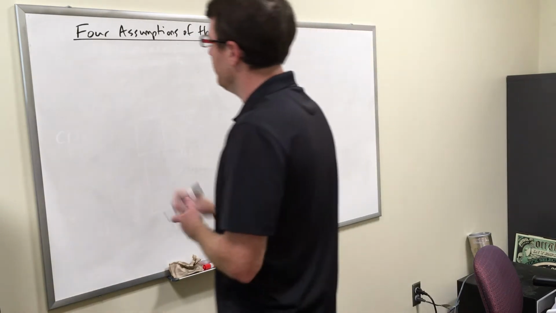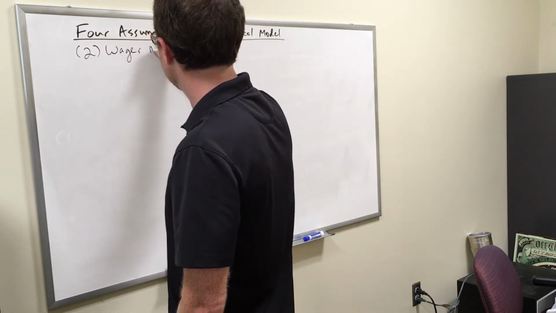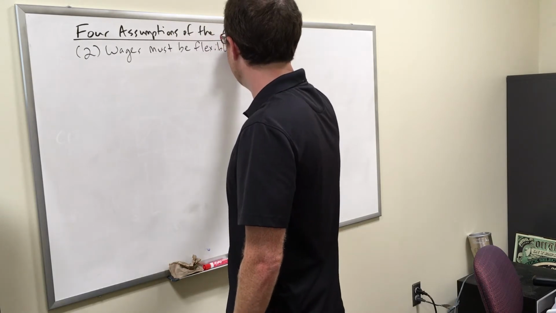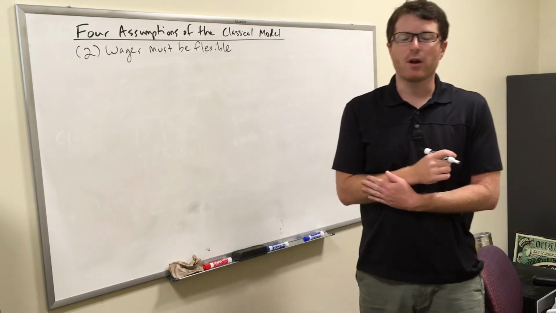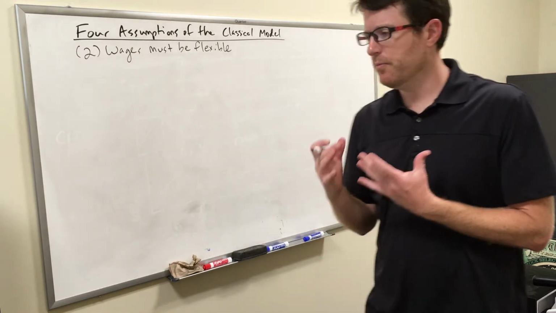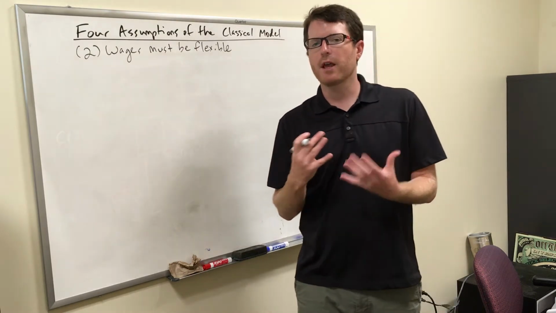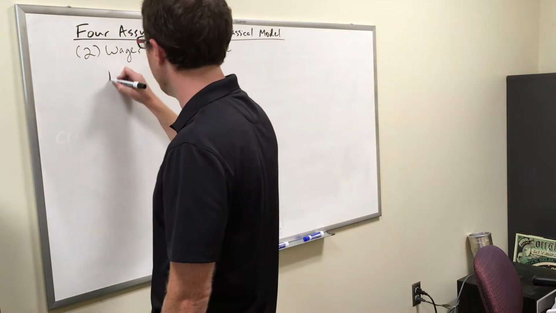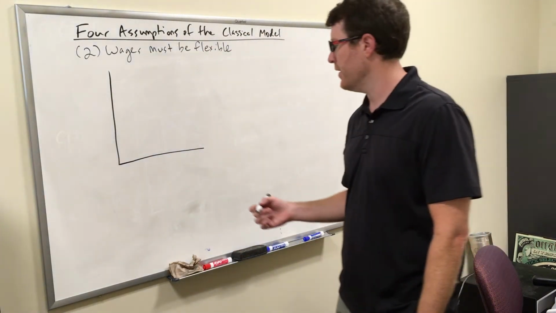The second one is that wages need to be flexible. To discuss this, we're going to need to draw up a new market, the market for labor. It's basic supply and demand, just like you've seen before, but with different labels attached to the supply and demand. So let's do that first. Before we can really discuss why it needs to be flexible, we need to see the market and understand it.